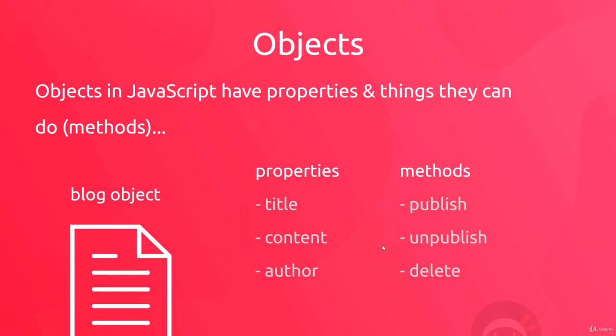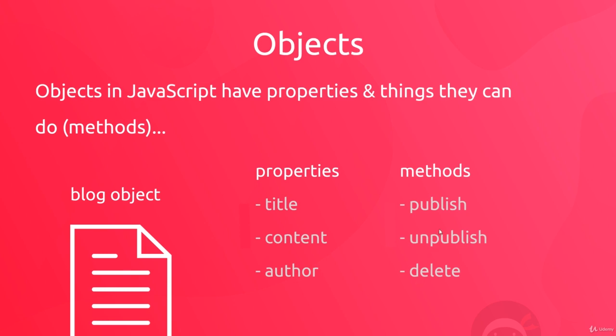Another example would be if we had a blog object, which represented a single blog on a website. Now the properties of a blog object could be the title, the content and the author. And the methods could be a publish method, an unpublish method, or a method to delete the blog.